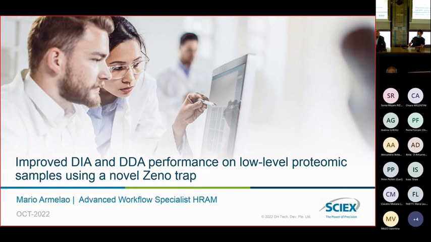So the presentation will focus on two strategies towards low-level proteomic samples using our novel Zeno trap. Keep in mind that historically, the single-cell field started with essentially one vendor, then it went for the second vendor as well, and now there's a third one, which is SCIEX. So we're the new kid here, and part of today's presentation is to show you what's all about the new tech, how it is different, and how it will impact the performance of low-level proteomic samples.